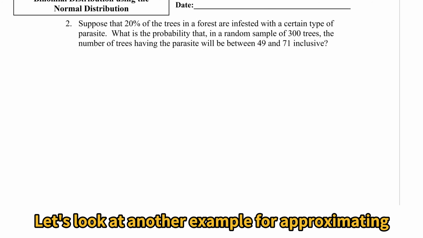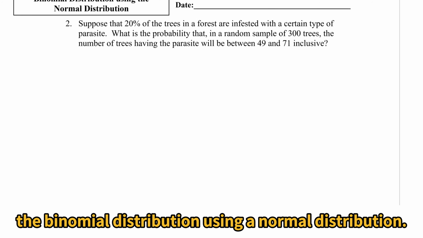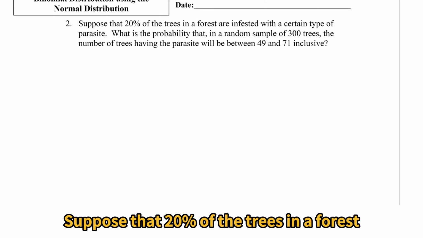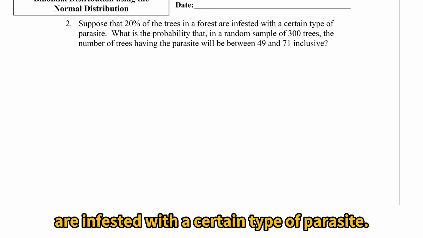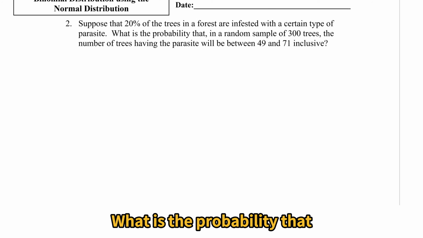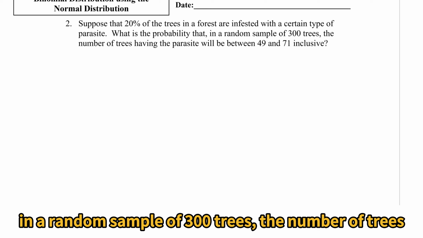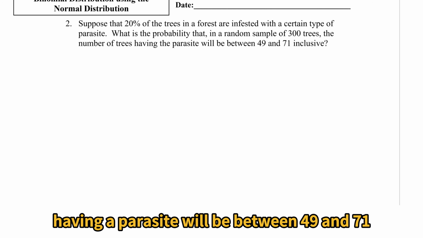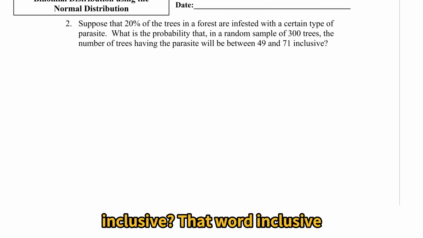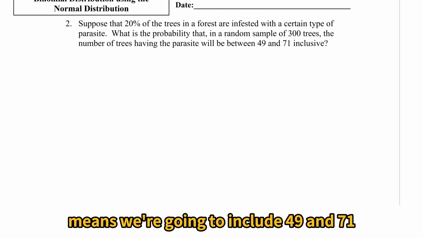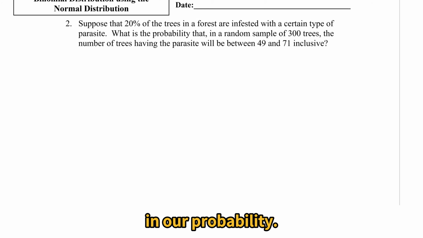Let's look at another example for approximating the binomial distribution using a normal distribution. Suppose that 20% of the trees in a forest are infested with a certain type of parasite. What is the probability that, in a random sample of 300 trees, the number of trees having the parasite will be between 49 and 71 inclusive? That word inclusive means we're going to include 49 and 71 in our probability.